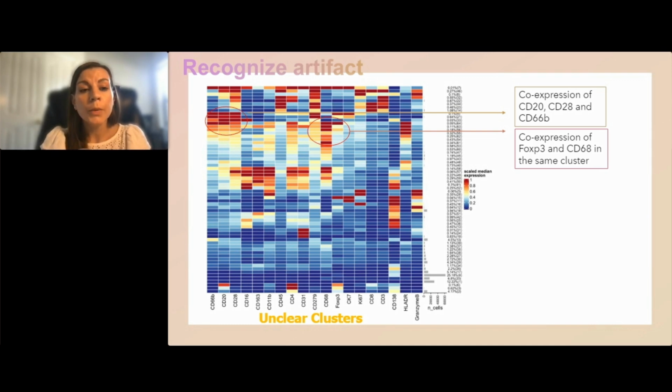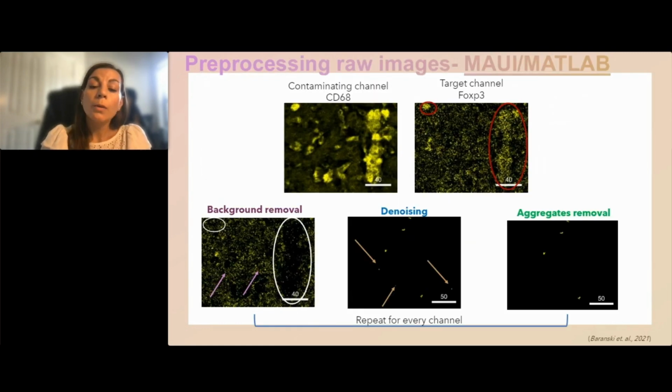So in theory, we have two choices. Either we discard those cells, or we can force those cells into one phenotype. So we assign a phenotype to those cells, with the risk of assigning the wrong phenotype for those unclear clusters. With our data, we went back to the raw signal and we realized that there was a contamination, a spillover of CD68 into FOXP3.